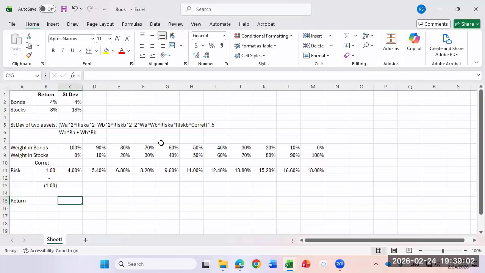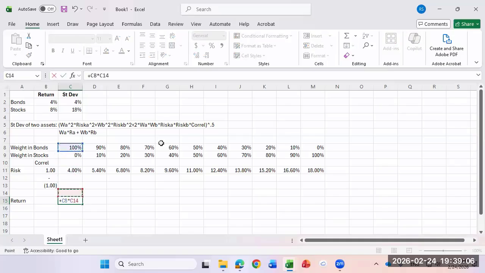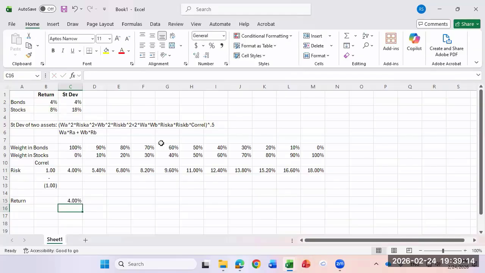What's the formula for return? Return is really simple. It's the weight of the bonds times this expected return plus the weight of the stocks times this expected return, which is just 4%. And as I copied that across, it's just going to go up very linearly.